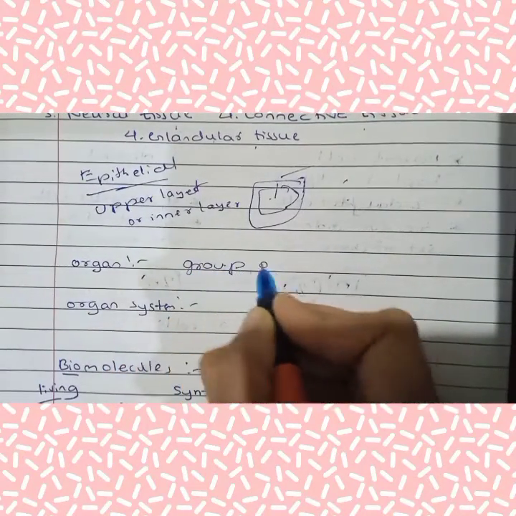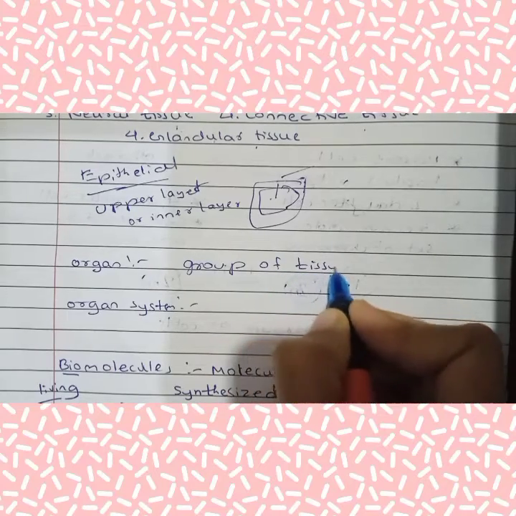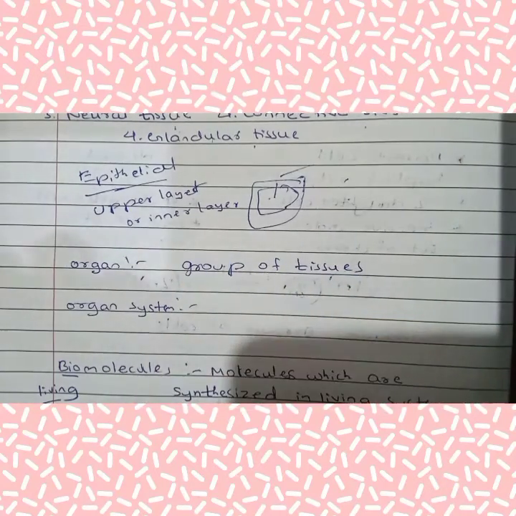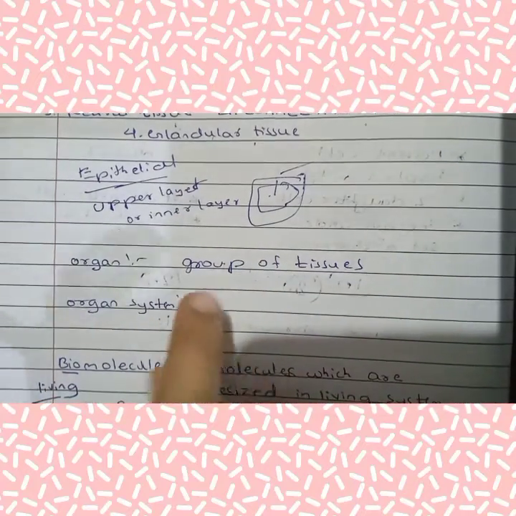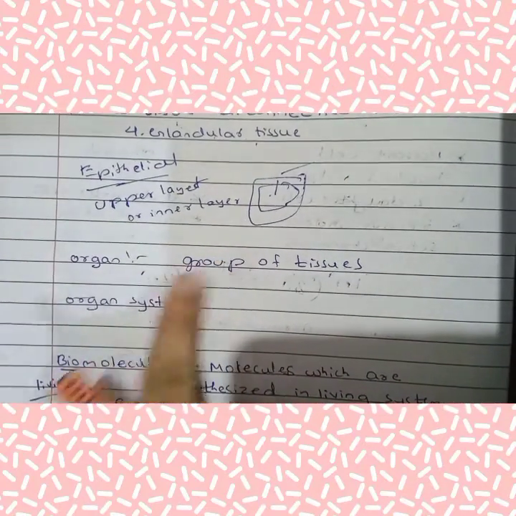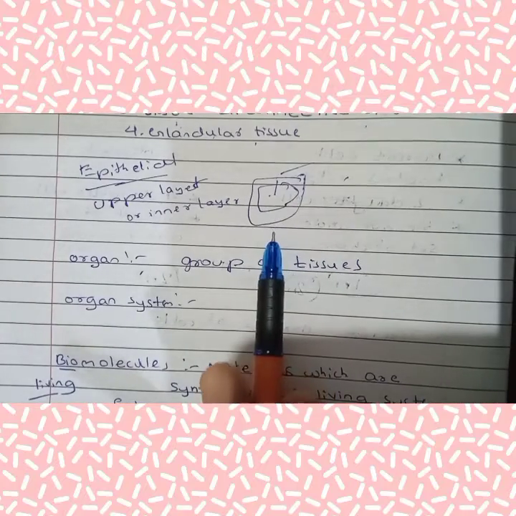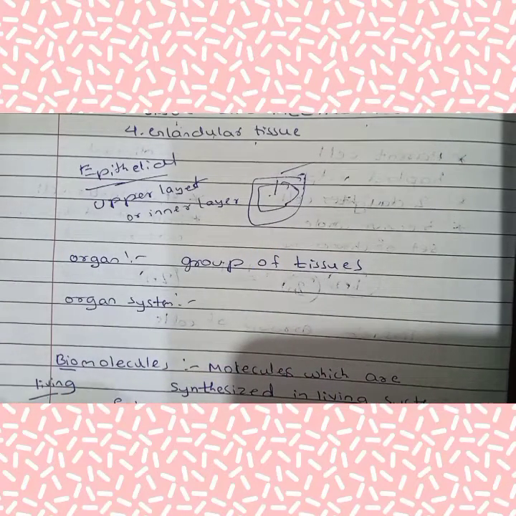Now, what is an organ? A group of tissues forms organs, and a group of organs coordinate and form an organ system, like the digestive system, alimentary system, respiratory system, and many more.